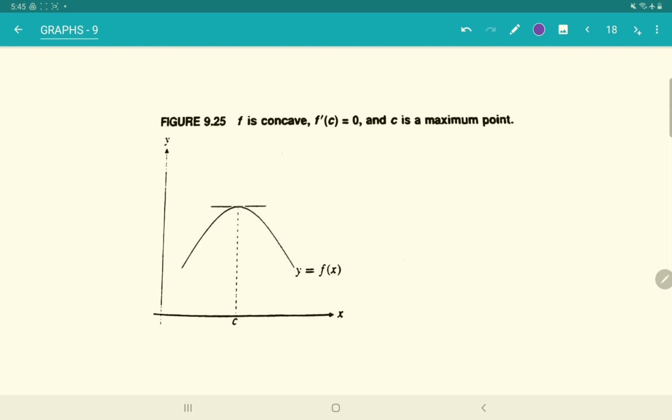This diagram is indicative of that point. You see that your function is concave, you have an interior point c at which f prime is equal to 0. That means your c is a stationary point, and clearly you see that it is therefore a maximum point.